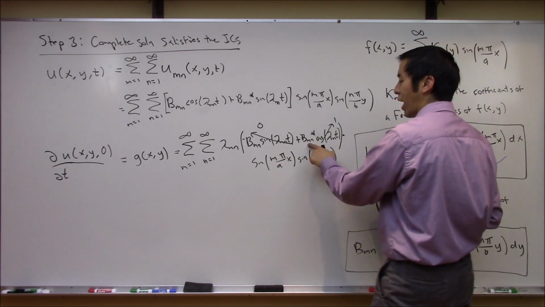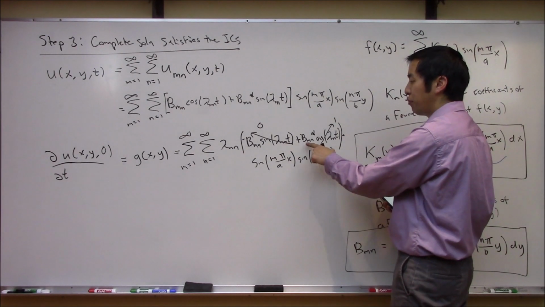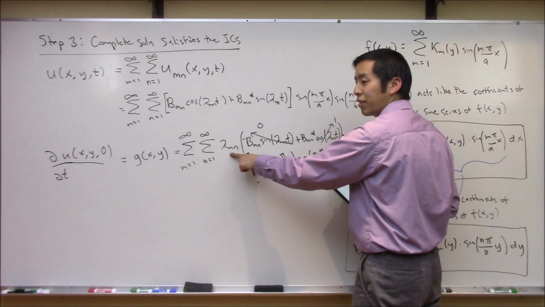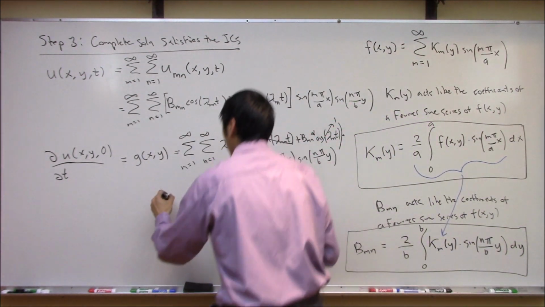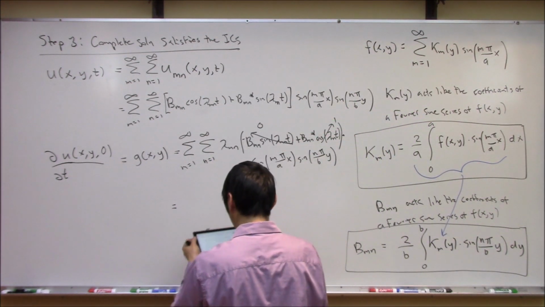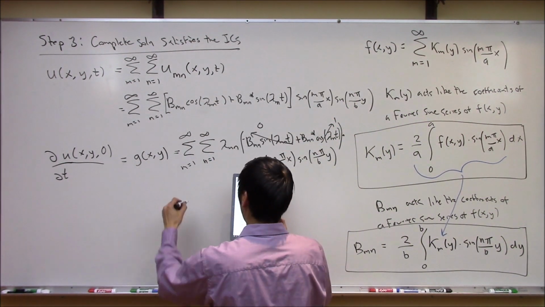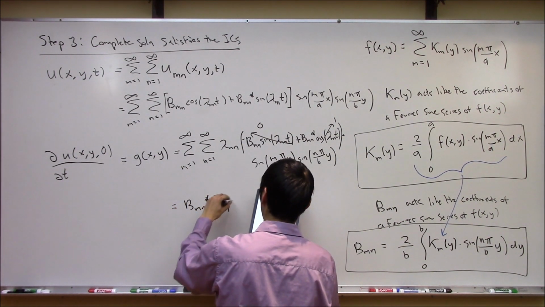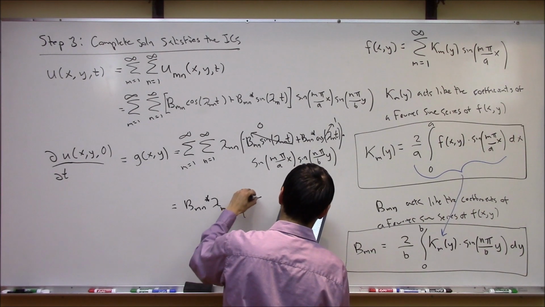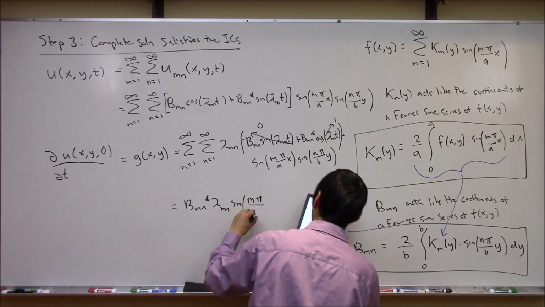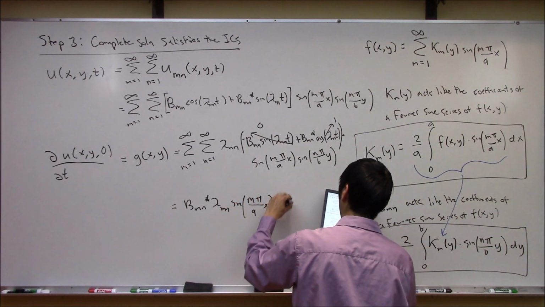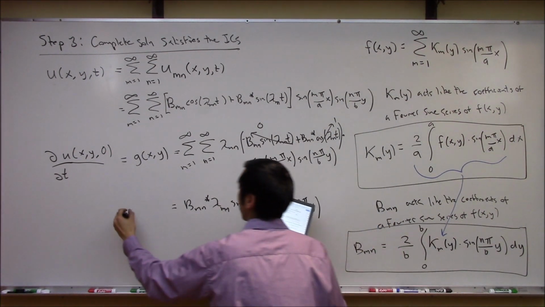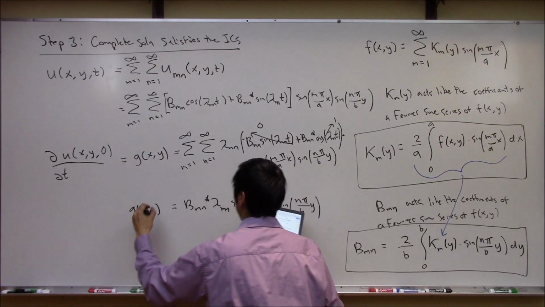So this is great. Here's where we see the BMN stars come into play, but it's actually BMN star times lambda MN here, right? So let me write it down real quick. The last thing we end up with is BMN star times lambda MN times sine of M pi over A x times sine of N pi over B y, right? This whole thing has got to equal G of x, y.